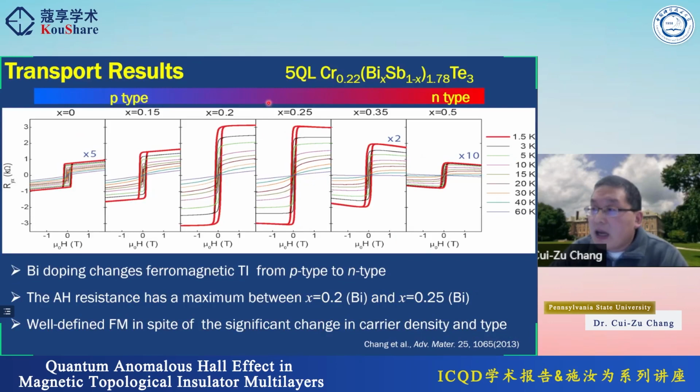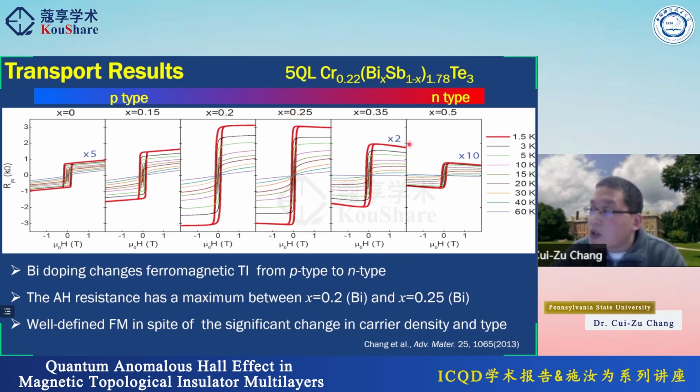So here, let's see the transport result. Zero means the pure chromium-doped antimony telluride, and we systematically increase the x here, from x 0.05 to x 0.15. We can see that the bismuth doping changes the Hall slope from positive to negative, meaning the carrier changes from p-type to n-type. But the ferromagnetic property always remains when you tune the carrier type and carrier densities in all these samples. And the good news here is that the anomalous Hall resistance has a maximum when x is between 0.2 and 0.25.